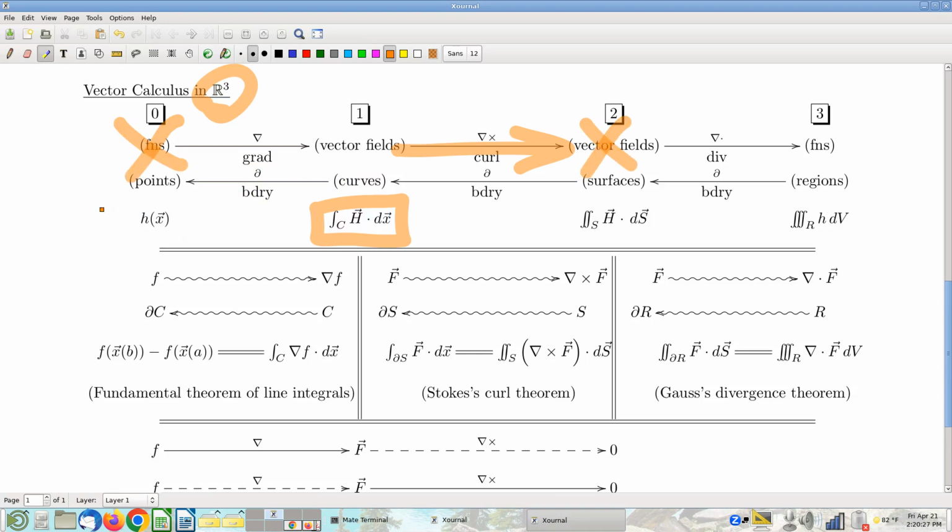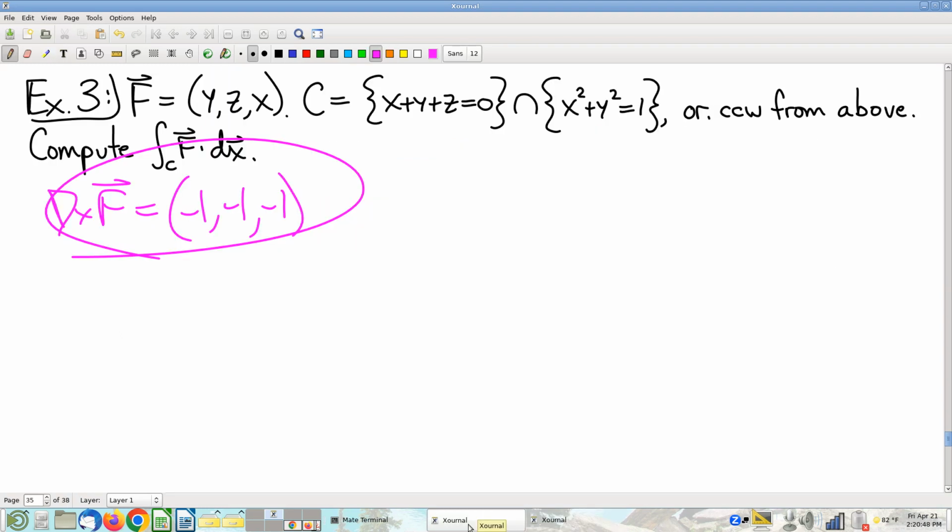That means there's no anti-gradient. That means the fundamental theorem of line integrals is right out. Don't even think about the fundamental theorem of line integrals at this point. There is no anti-gradient to find with which to use it. Is that cool? All right. So, fine. Too bad.